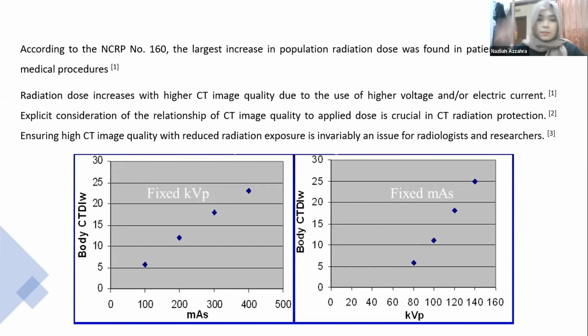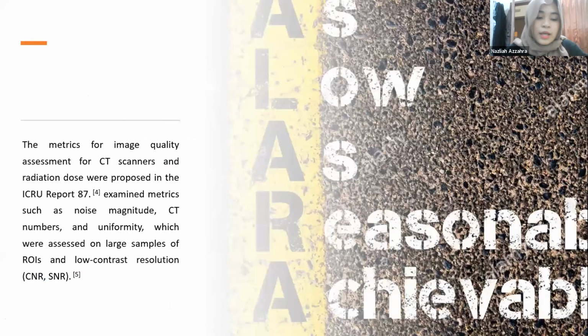Explicit consideration of the relationship of CT image quality to applied dose is crucial in CT radiation protection, and ensuring high CT image quality with reduced radiation exposure is invariably an issue, especially for radiologists and researchers. And when we talk about radiation in medical physics, we have the ALARA principle, or as low as reasonably achievable, where we have to minimize the radiation dose but still maintain the image quality.